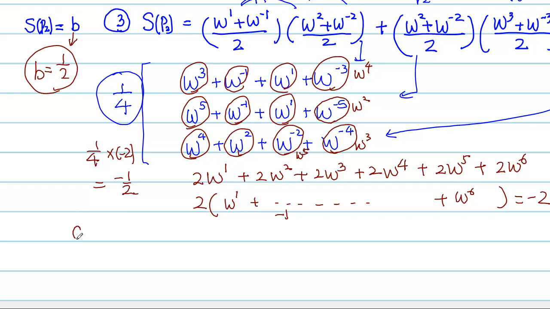So, A times B times C. A we already got is 1/2, B is negative 1/2, C is negative 1/8. So that's why the answer is 1/32. I hope you understand this one. All right, thank you.